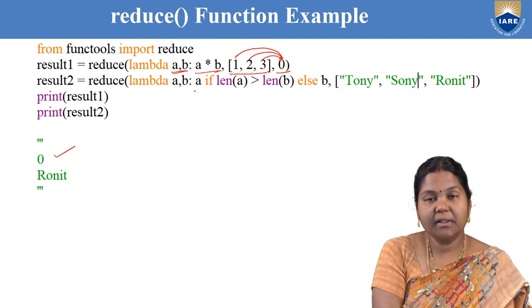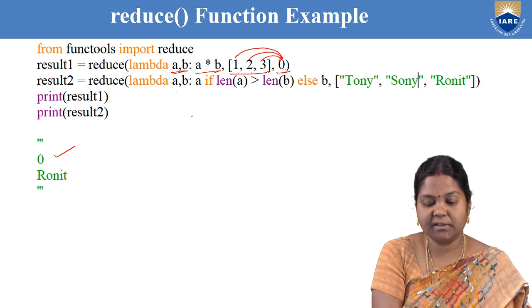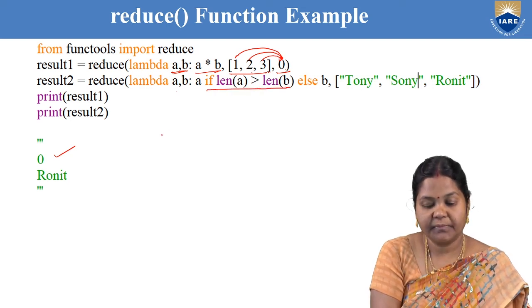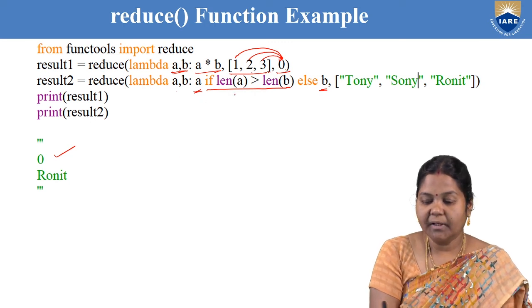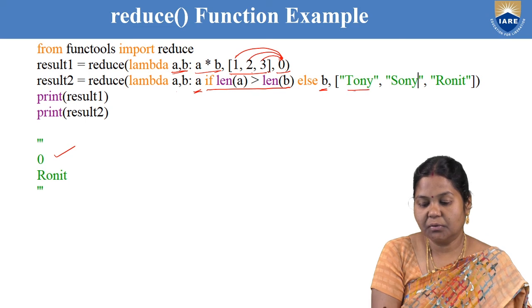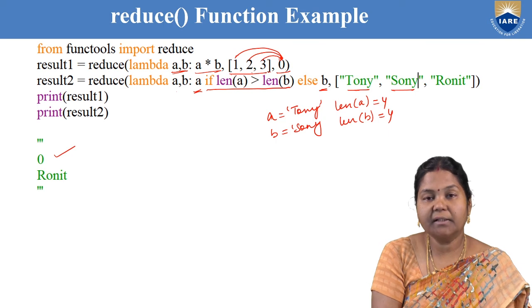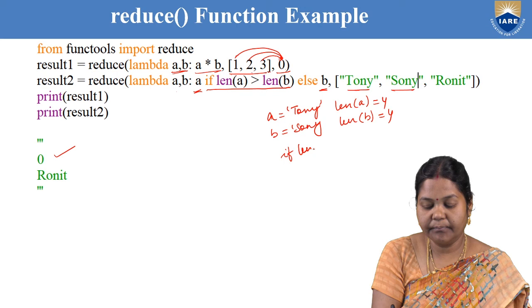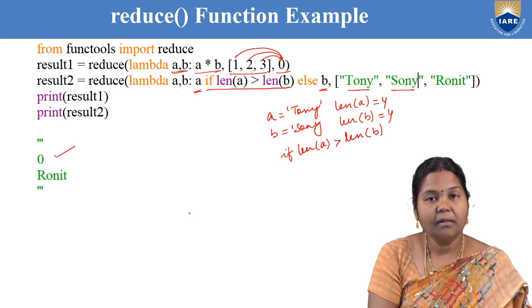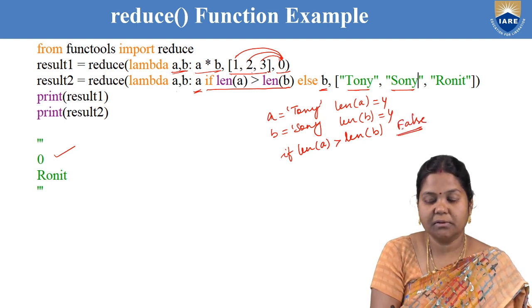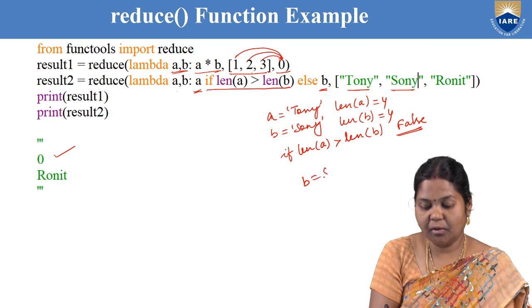In the second example, in the lambda function we have written a conditional expression: if length of A is greater than length of B, then return A, otherwise return B. Here we have taken strings. First Tony and Sony. A is the string Tony and B is the string Sony. Length of A is 4 and length of B is 4. Both are the same, so this condition is false. So it will store B, which is Sony. So the output here is Sony.